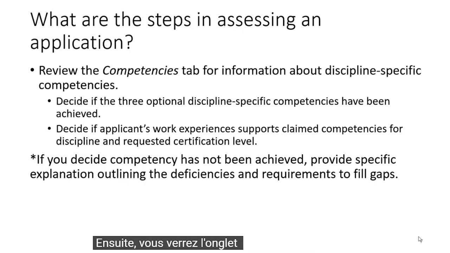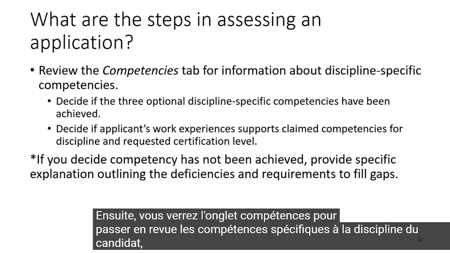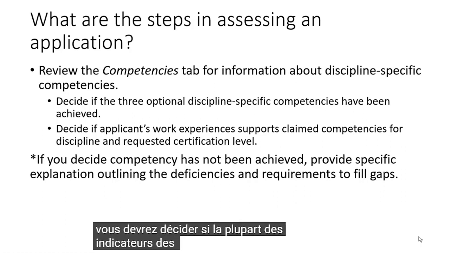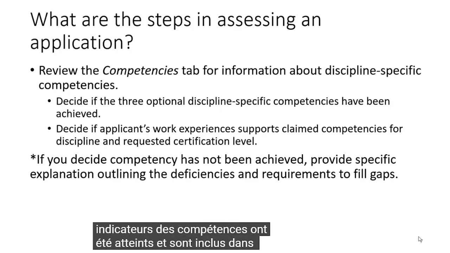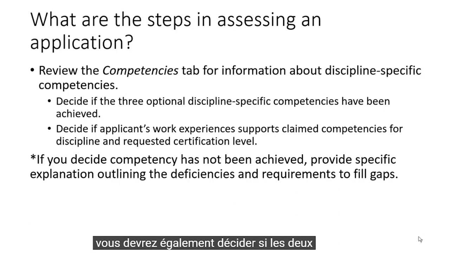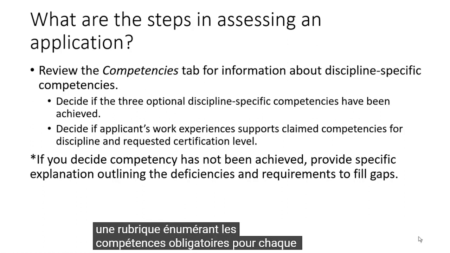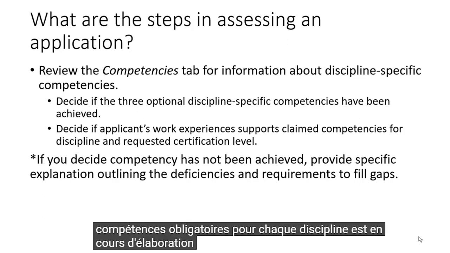Next, you'll view the Competencies tab to review the applicant's discipline-specific competencies. You'll need to decide if most of the indicators for the competencies have been achieved and are included in the description of the work experience. You'll also need to decide if the 2 mandatory discipline-specific competencies have been achieved. A rubric listing the mandatory competencies for each discipline is being developed.